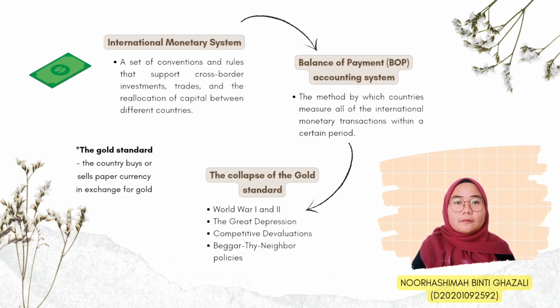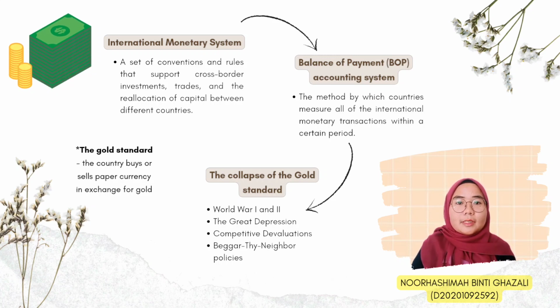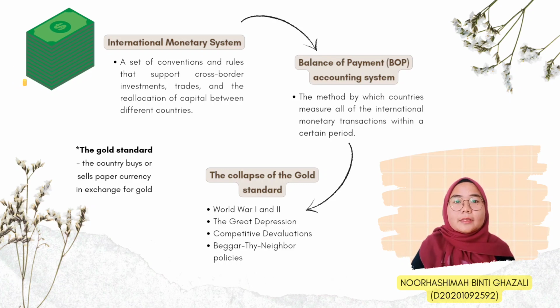BOP also consists of three main accounts, which are the current account, the capital account, and the financial account. Then, the collapse of the gold standard, which is where countries buy or sell their paper currency in exchange for gold.